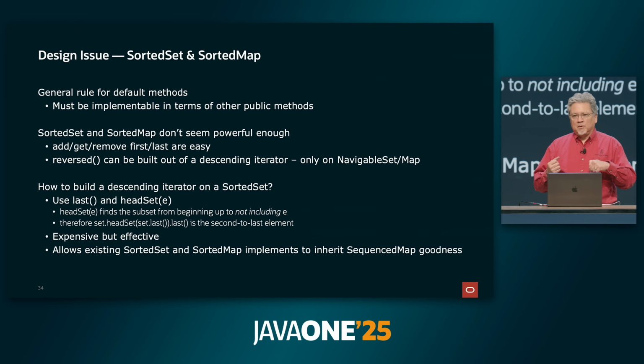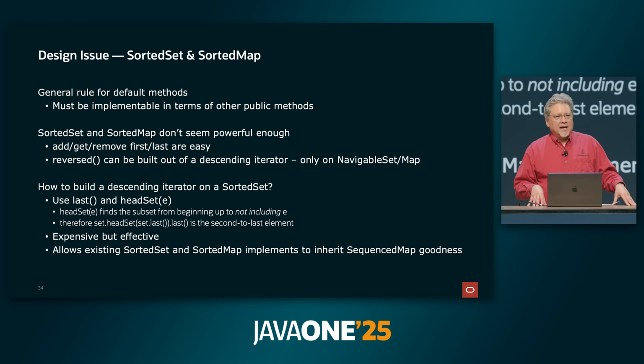Navigable set and navigable map also have equivalent power. In fact, they have the descending set and descending map views already. So those are provided already. Sorted set does not. If you look at sorted set, it's kind of been superseded by navigable set. But it has a fairly restricted set of methods. It doesn't look like you could support a reverse-ordered view, but I actually did something clever here.